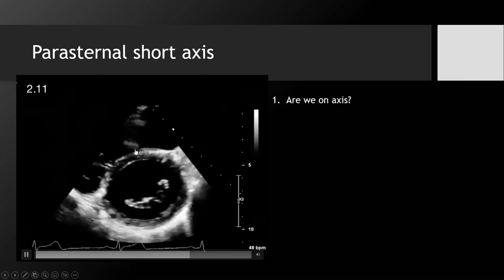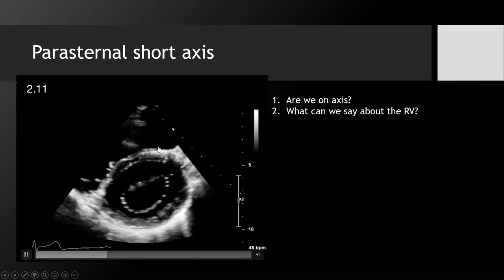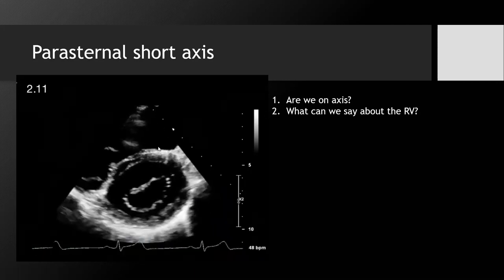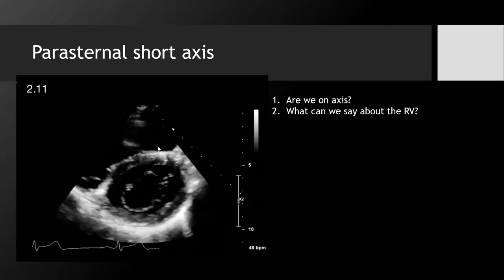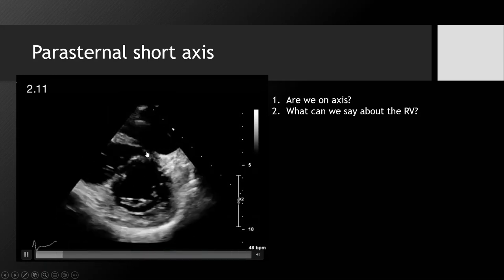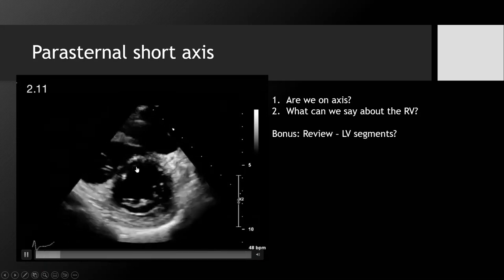And at this level, I just went through how we know that we're on axis. What can you say about the RV? About the same things that you could say at the papillary level. You're looking at size, and you're looking at septal kinetics.